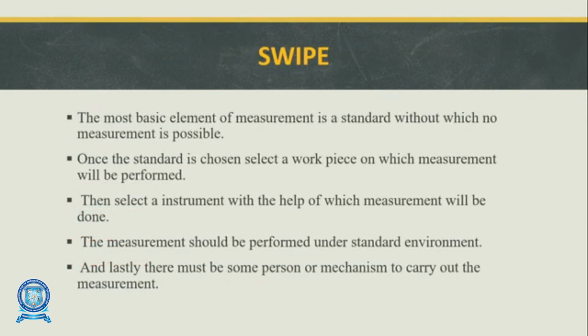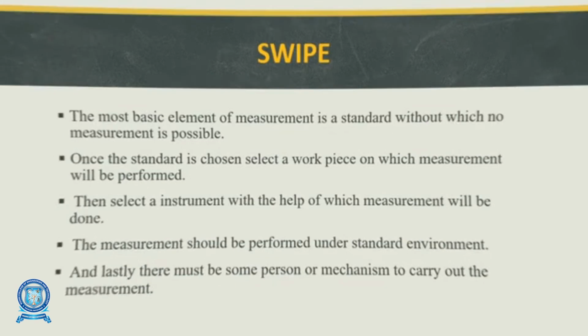Here the SWIPE is nothing but the basic elements of measurement: a standard without which no measurement is possible. Once the standard is chosen, select a workpiece on which measurement will be performed, then select an instrument with the help of which measurement will be done. Then the measurement should be performed under standard environment. These are the components or elements of the metrology system or measurement system. So we call it SWIPE. And lastly, there must be some person or mechanism to carry out the measurement. This is called SWIPE.